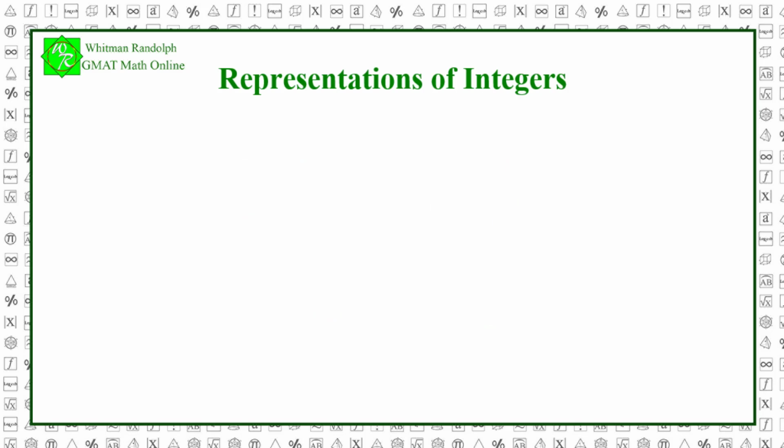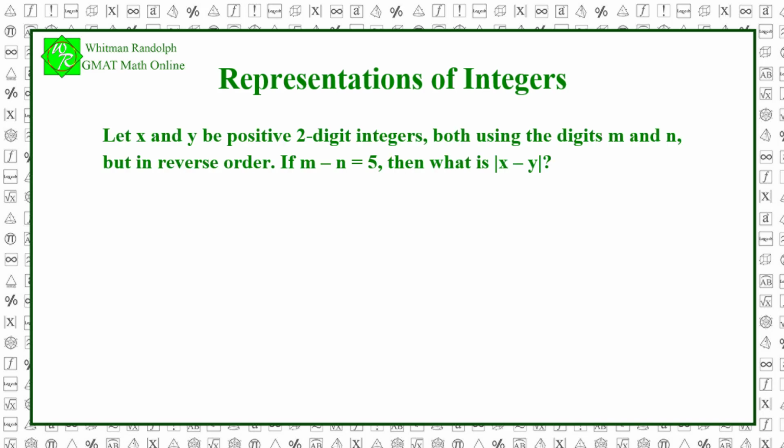Here's a problem that illustrates these concepts. Let x and y be positive two-digit integers, both using the digits m and n, but in reverse order. If m minus n equals 5, then what is the absolute value of x minus y? Now that's a challenging problem. Here are some possible answers.